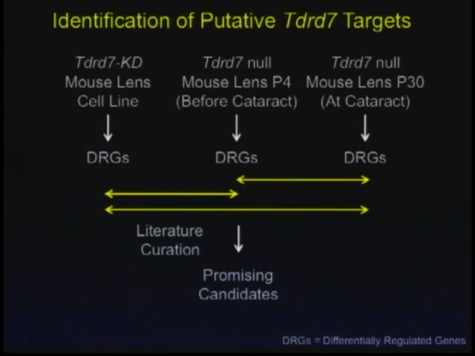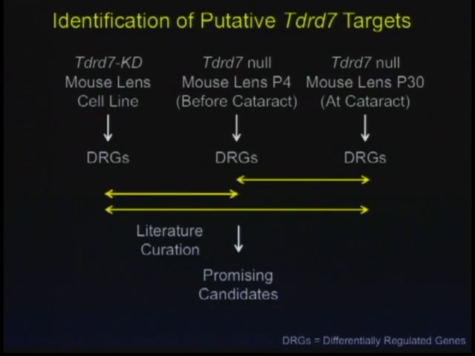So we decided to rapidly generate a strategy to identify genes which are regulated by Tdrd7 and cataract, and to get into the molecular mechanisms, to gain insight into the molecular mechanism by which Tdrd7 regulates lens development.